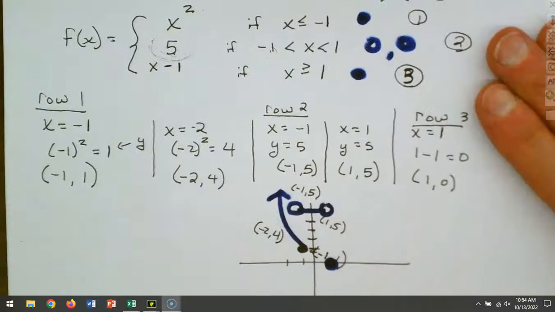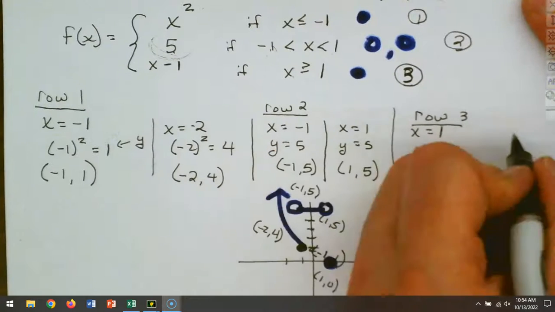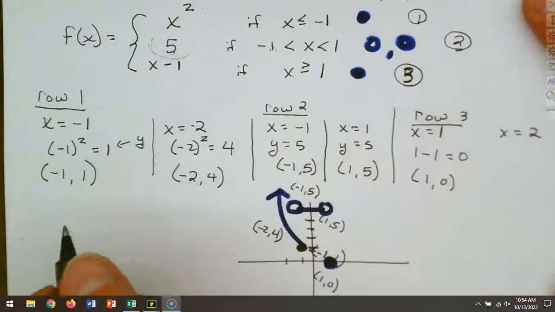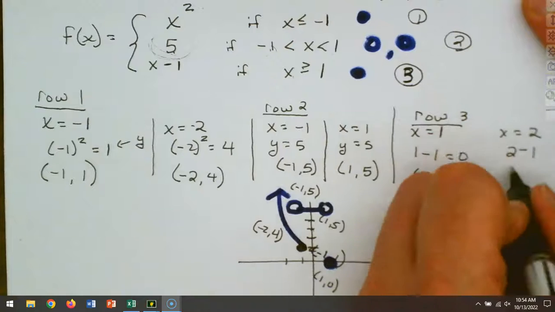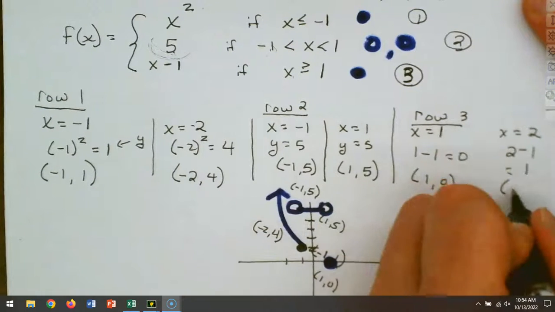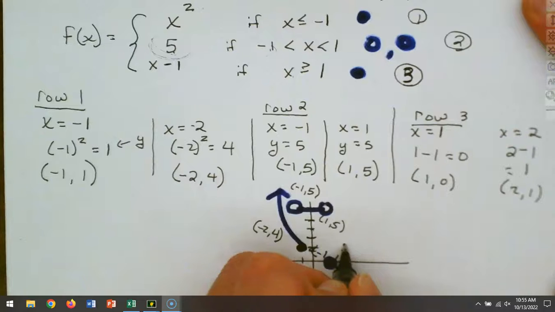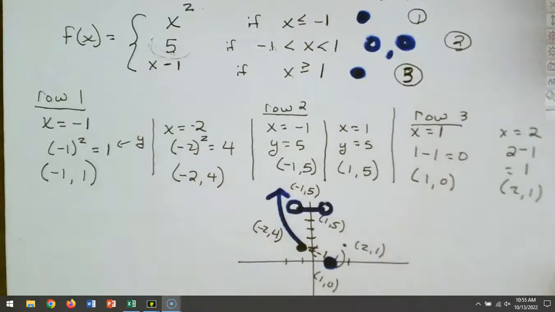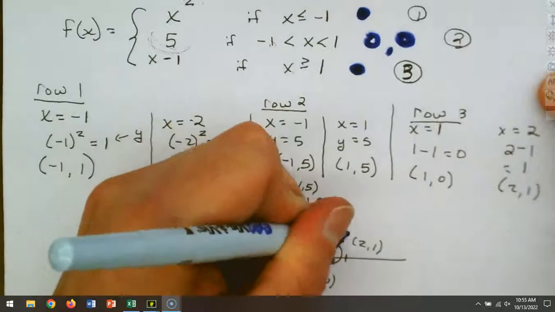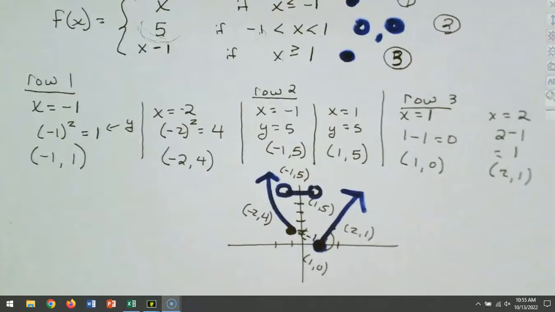We're almost finished. And what about the next point? We need a number bigger than 1. How about we choose 2? If I plug in 2, then that's going to be 2 minus 1, which is then 1. And that would be the point 2, 1, which is over 2, up 1. Right about there. Connect them together, and that makes your graph. So it looks similar to that. We'll cover some more of these if we need to next time.